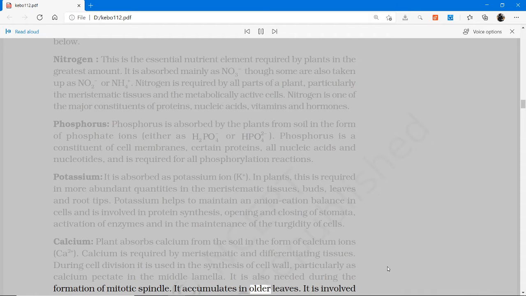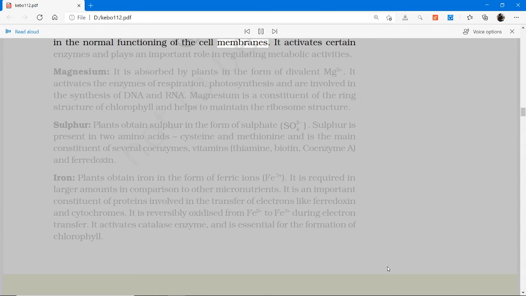It accumulates in older leaves. It is involved in the normal functioning of the cell membranes. It activates certain enzymes and plays an important role in regulating metabolic activities.